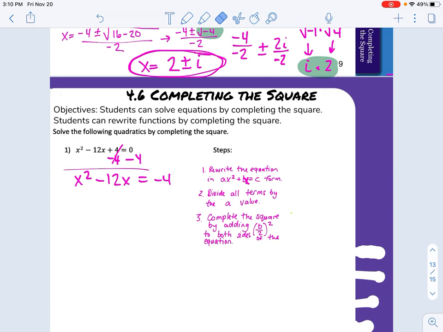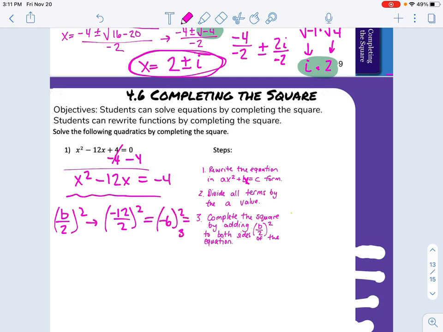Complete the square by adding b over 2 squared. So for step 2, we don't do anything. To complete the square, we are going to take b over 2 squared. Our value of b is negative 12. So negative 12 over 2 squared is equal to negative 6 squared, which equals 36. And you'll notice here it says add that to both sides of the equation. So I am going to add 36 to both sides. So we have x squared minus 12x plus 36 equals negative 4 plus 36.